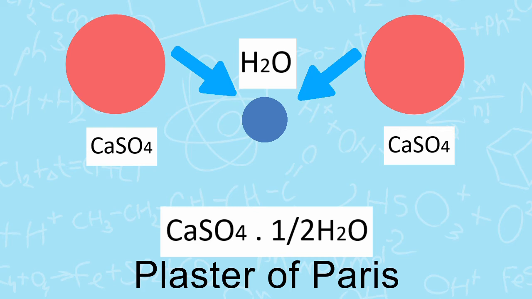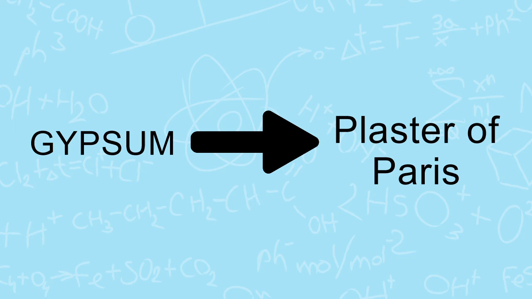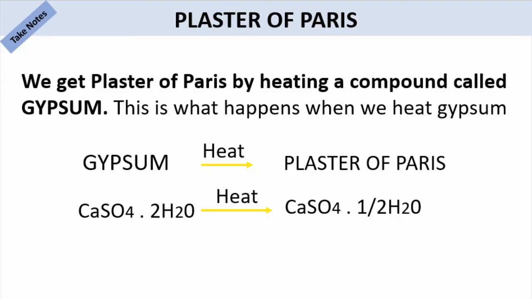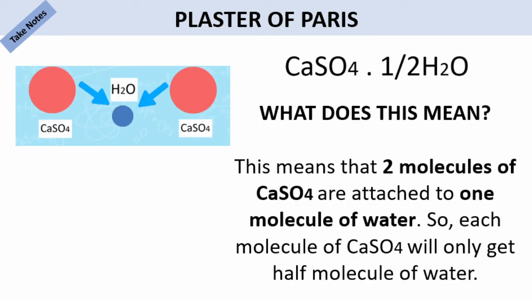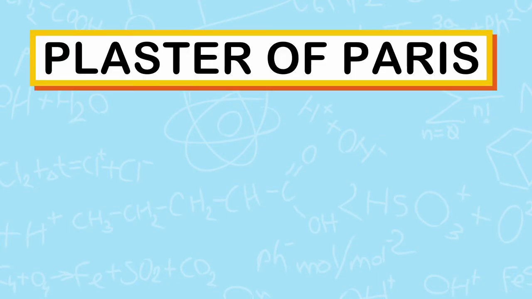If I have to talk about the equation, it is simple. Calcium sulfate, gypsum on heating gives me plaster of Paris. If I use this plaster of Paris, where do I use it?